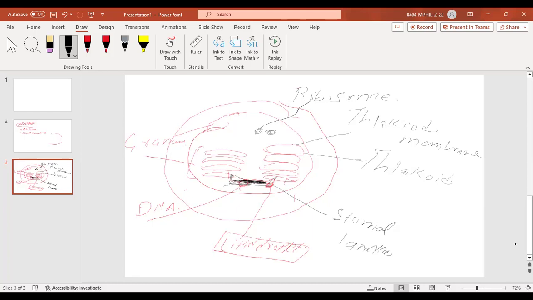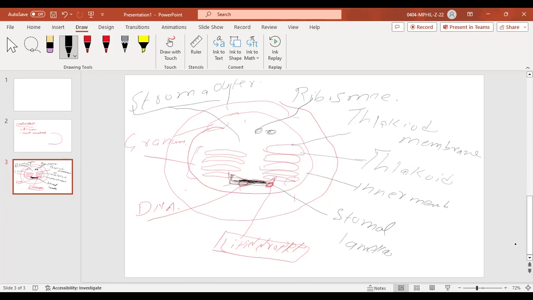This empty space, the space in which all these structures are present, is called the matrix, stroma. Now you can categorize this one as the outer membrane, and this one, I'm writing here, is the inner. So this is all about the structure of this chloroplast.